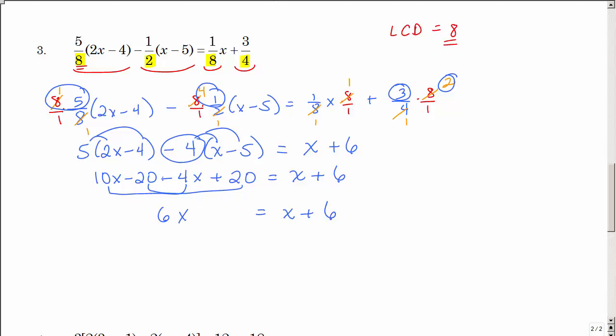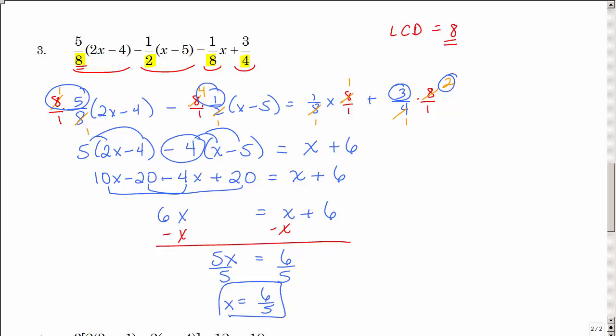Now I'm going to put my x's on one side. I think I'll take them over here. So I have 5x equals 6. Divide by 5. And I get 6/5. Go over that problem one more time. Do it a little bit slower. Think about that LCD.